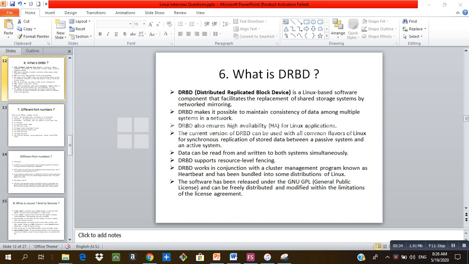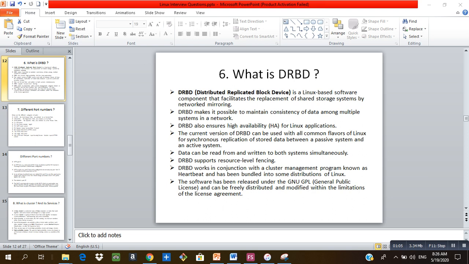Okay, the first question today is, what is DRBD? If you are asked what is DRBD, DRBD is nothing but a distributed replicated block device. It is a Linux based software component that facilitates the replacement of shared storage. So it is nothing but a replacement of shared storage system, which is done by network mirroring.